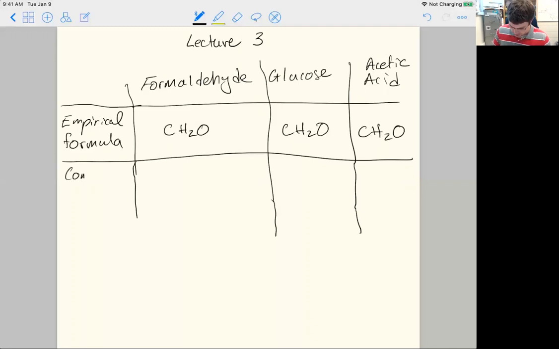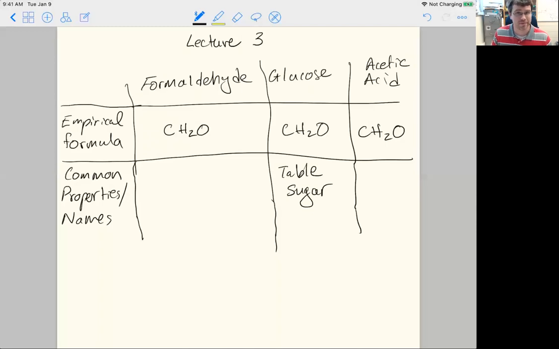Now, I'm going to label this row as common properties slash names. And I think the common property of glucose is that it's table sugar. So the sugar that we add when we're cooking, that sort of thing, is glucose. That's very different from formaldehyde. Formaldehyde is a preservative agent, and as a result, it's highly toxic, among other health consequences, if it's directly consumed.